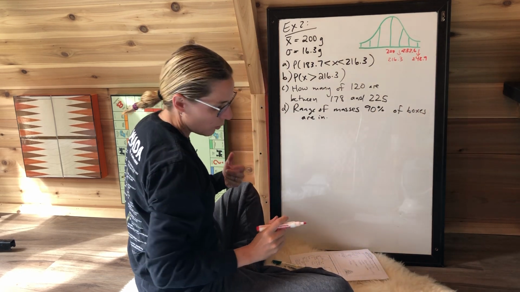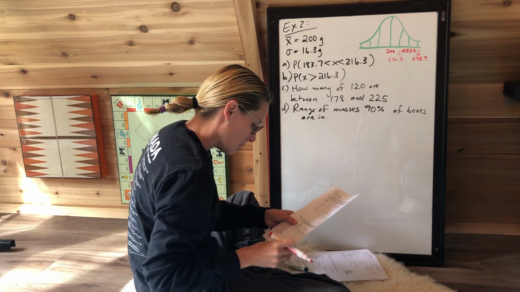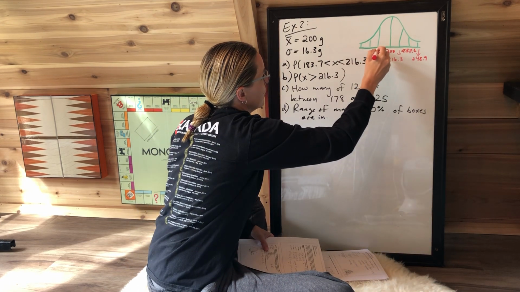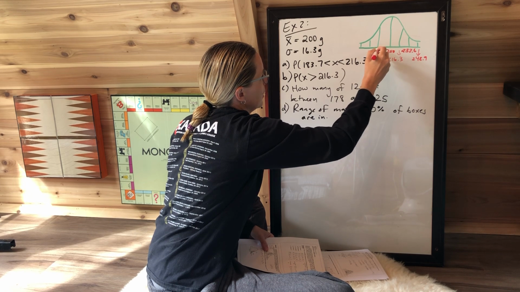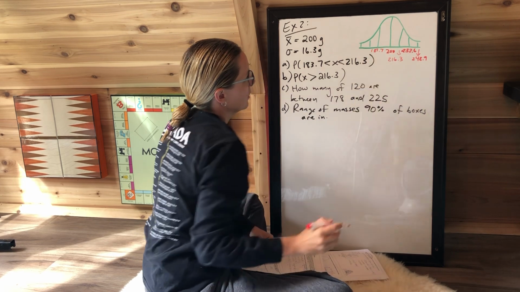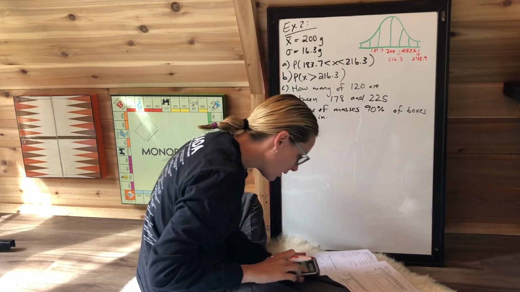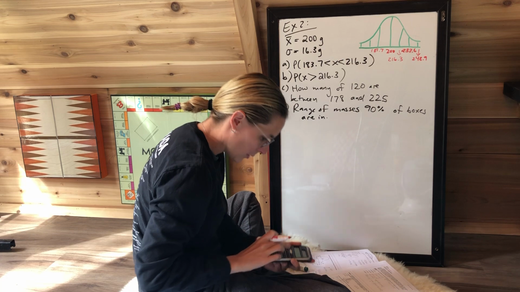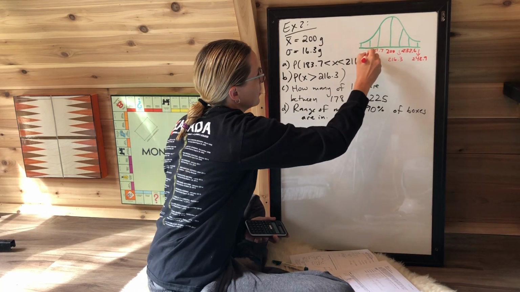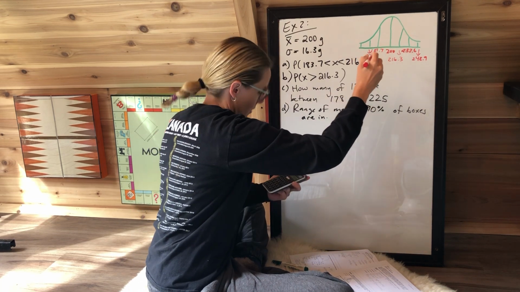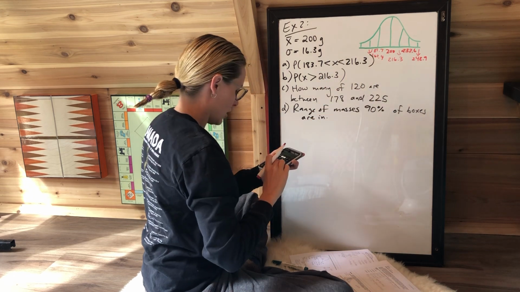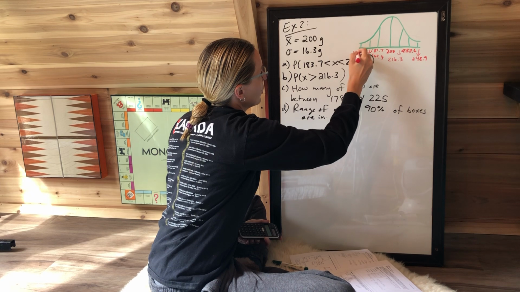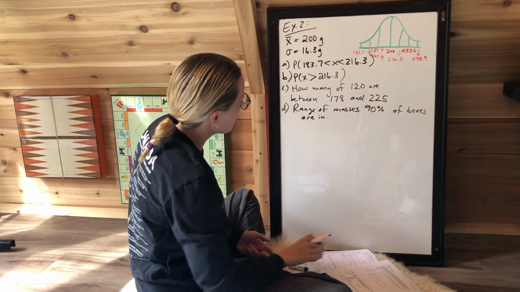Well, you do the same thing going the other way. You'll subtract, so you get 183.7, and then you'll subtract again. So I have 183.7 minus 16.3, 167.4, and then I subtract one more time. I get 151.1. Okay, so those are all the numbers on there.